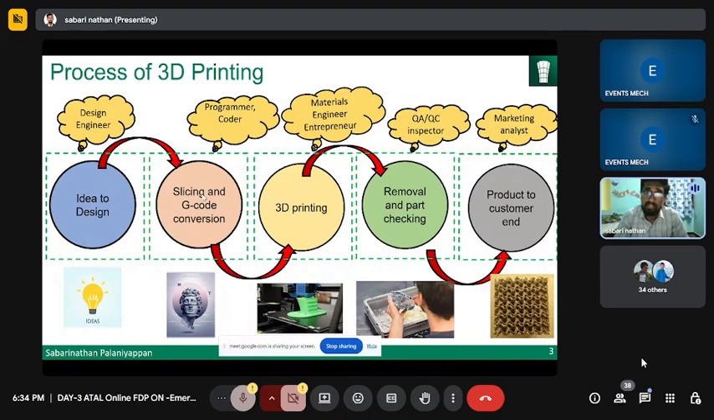Nowadays they are using AI for slicing: which portion needs more material, and which portion doesn't need to be filled with material. Like that, they are developing a lot using AI technologies.